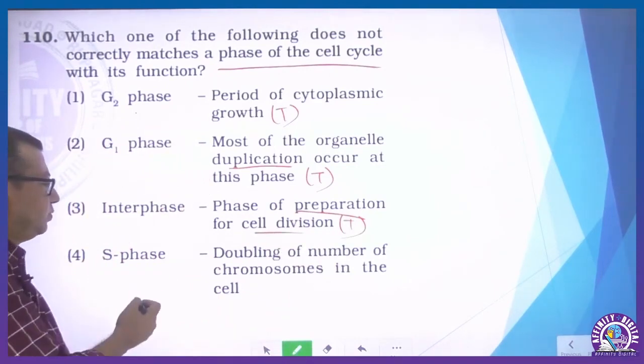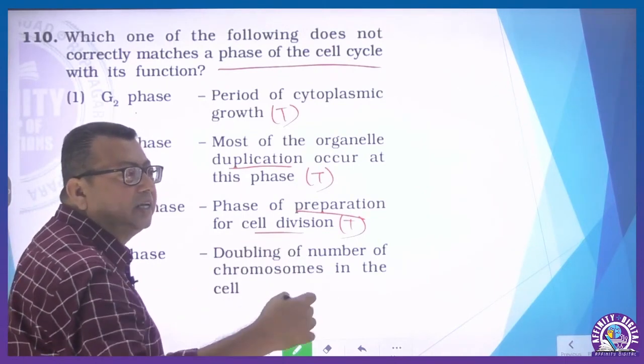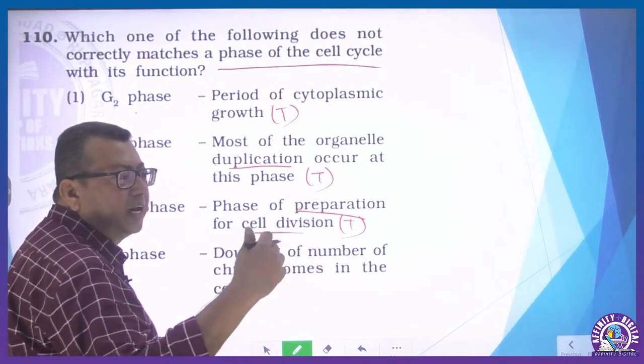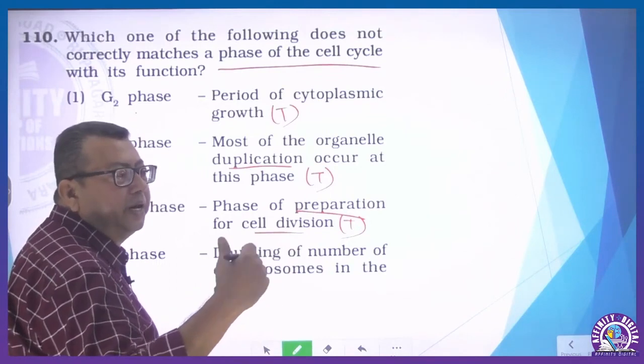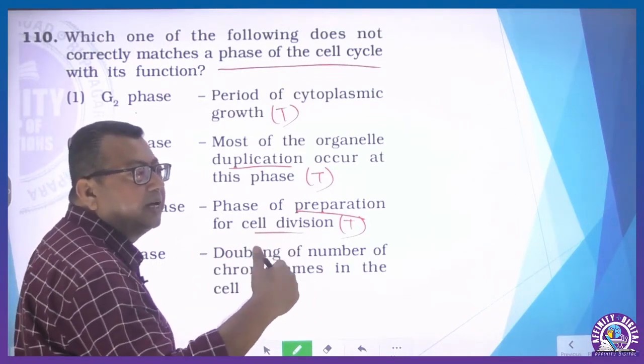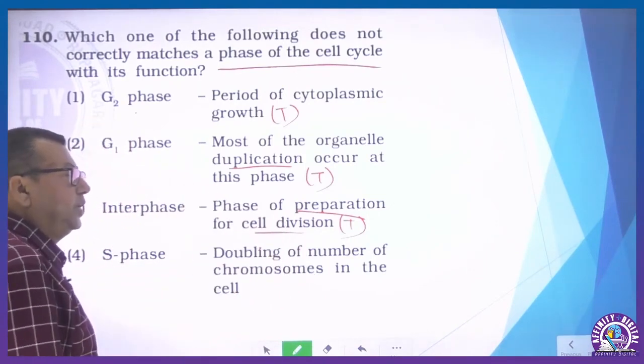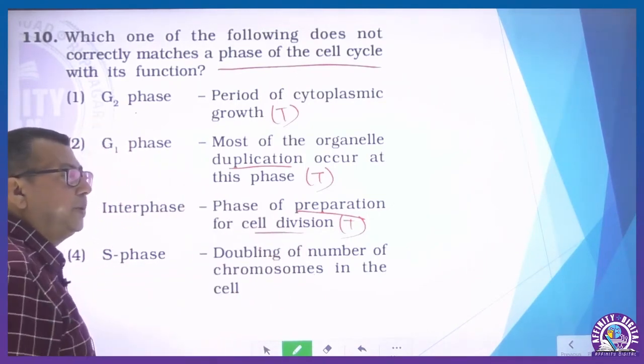Okay, S phase में क्या होता है? Every molecule of DNA inside the nucleus replicates, as a result of which the amount of DNA doubles at the end of S phase. That means amount of DNA of the cell doubles at the end of S phase and immediately after S phase. Okay, but chromosome number remains same.